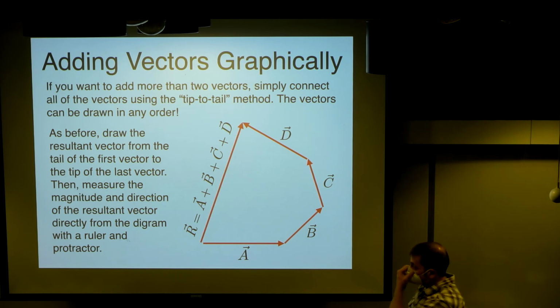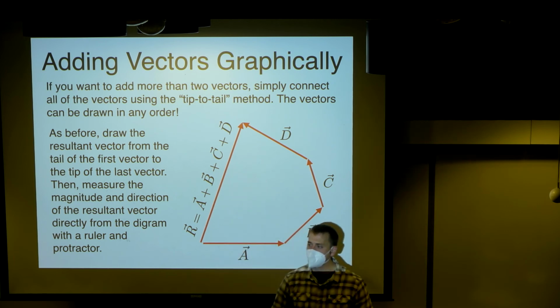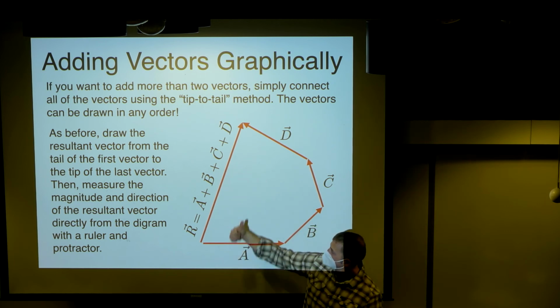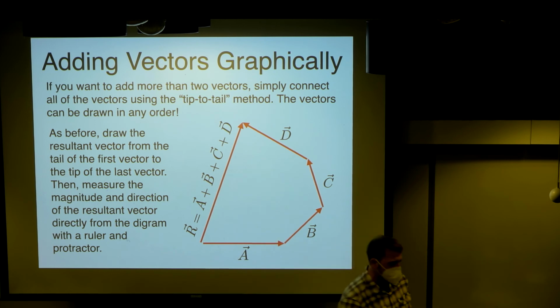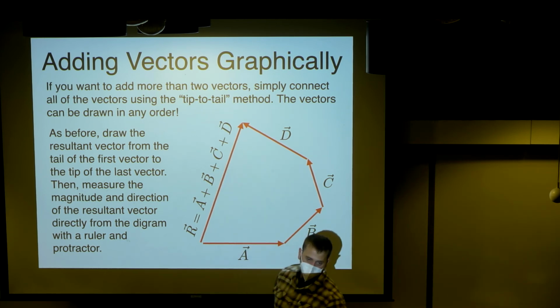Whatever the case may be. Let's say in this case we have 4 vectors that we're trying to add together. We're trying to add A, B, C, and D. Those are the 4 vectors that we want to take the sum of. So the resultant vector R is A plus B plus C plus D.